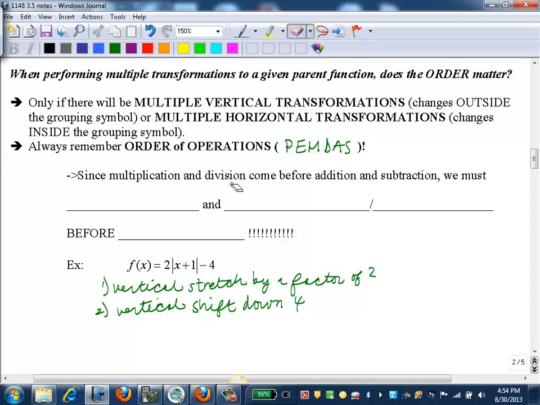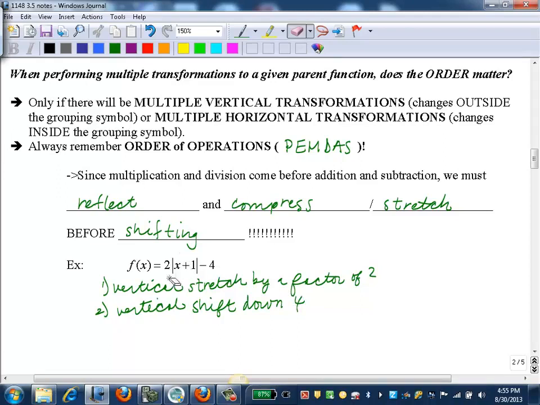Since multiplication and division come before addition and subtraction in our order of operations, that means that we must reflect and compress or stretch before we shift. Okay, so back down to this example, we have the 2 on the outside. That's causing the vertical stretch by a factor of 2. Then we shift vertically down 4.